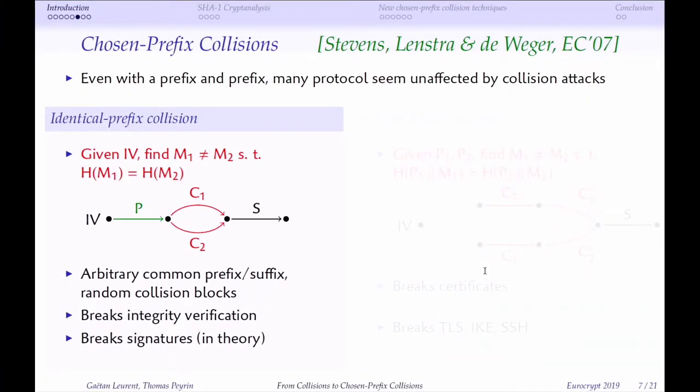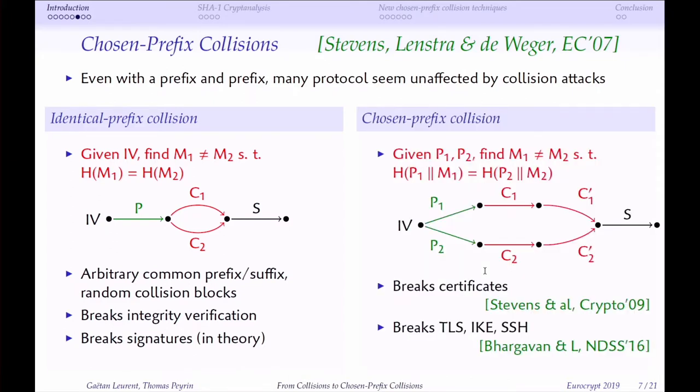This is good when you can use those tricks in the document format, but in some cases you cannot use those tricks, and then the collision attack will not be powerful enough to really break the protocol. The nice idea that was introduced in 2007 is to do something a little bit more general than just a collision attack. It would be nice if you could start from two different prefixes, P1, P2, and then somehow manage to get a collision from these two different states. This is something we call chosen-prefix collisions.